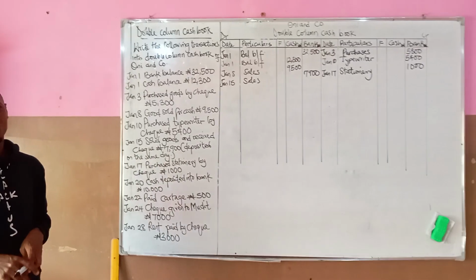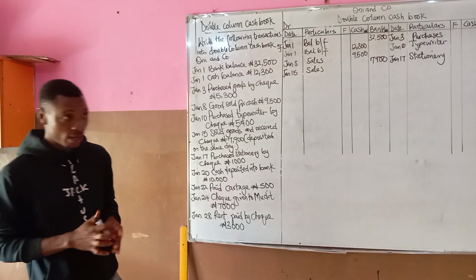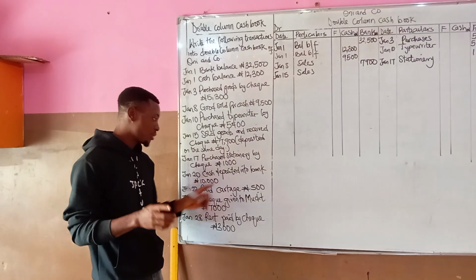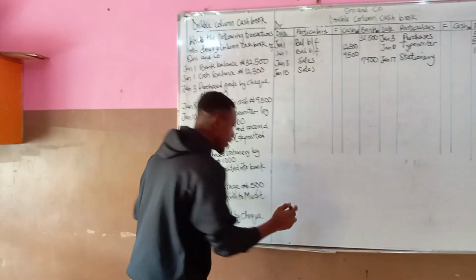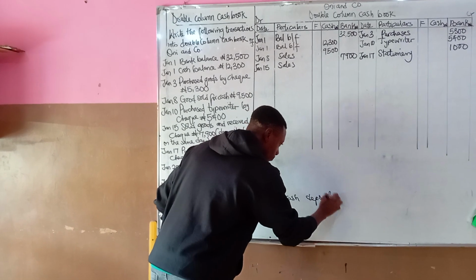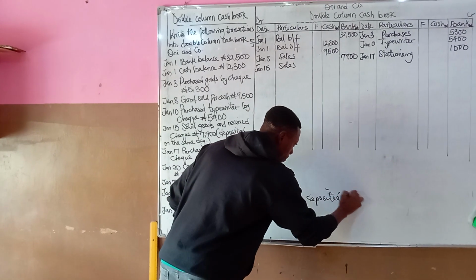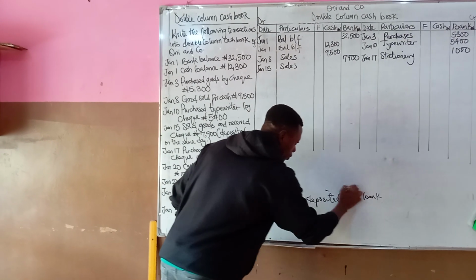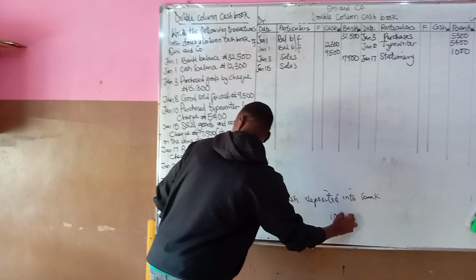Now, this is something we need to look into when we are doing double column cash book. I'm going to take my time to explain this a little bit. Cash deposited into bank to the tune of 10,000.